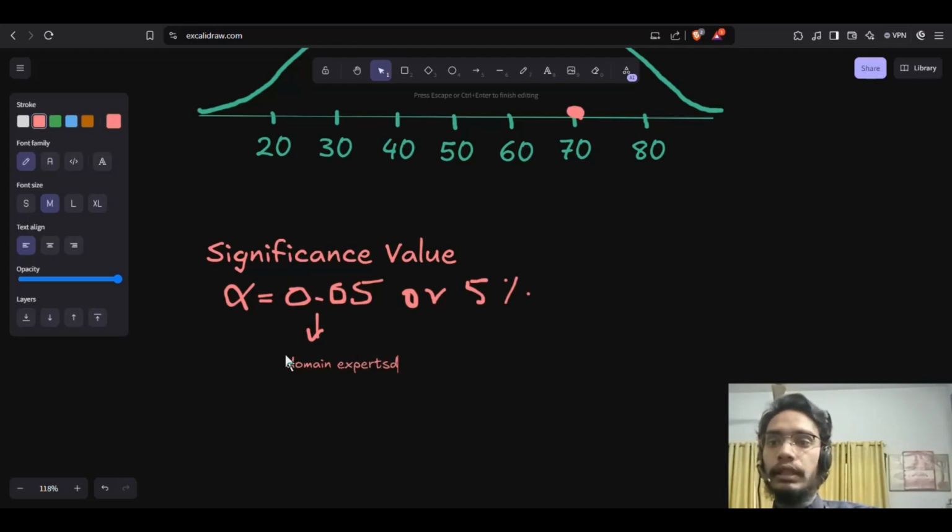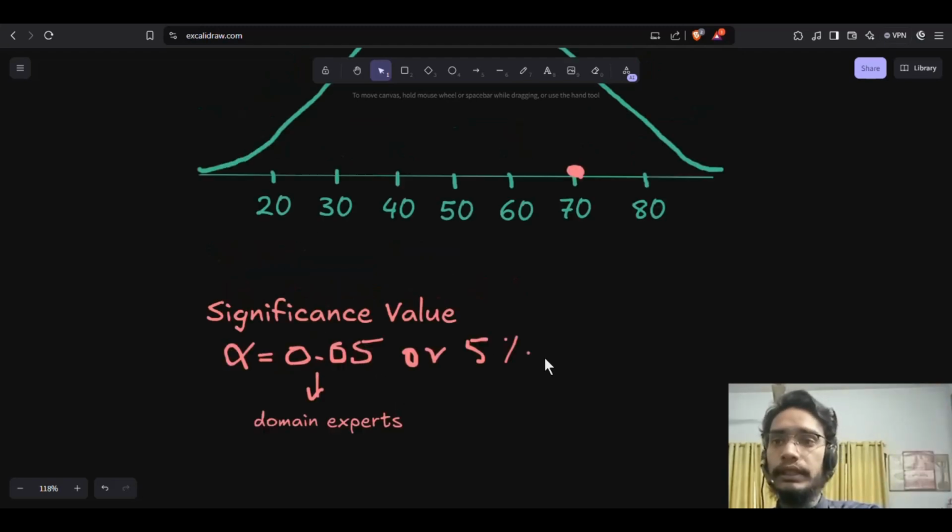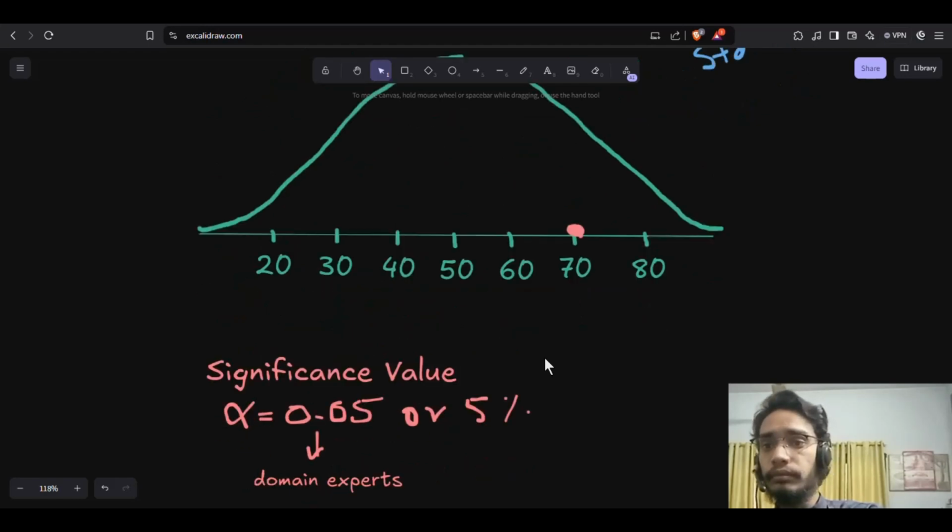Who decides this is the domain expert. So it can be any kind of domain. If we talk about the experts who are making these coins, they say okay, you have the significance value of 5. Now, what is this significance value? Significance value basically says that you have this confidence interval right here, right?